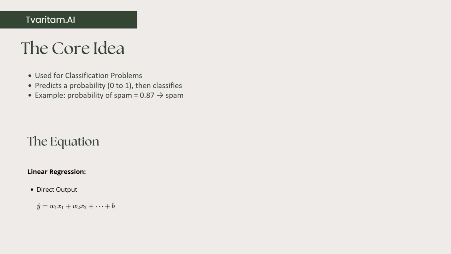As in linear regression, our output is equal to the weighted sum of inputs plus the bias term B. But this output can be anything from negative infinity to positive infinity, and our probability must be between 0 and 1. So we need a way to compress this range. For this we use a sigmoid function. Our predicted probability is the linear output we calculated passed through a sigmoid function.